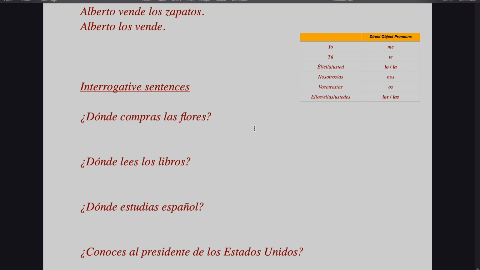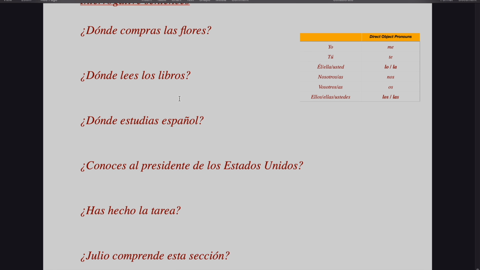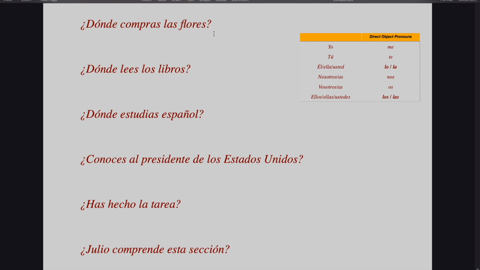So let us see some questions or interrogative sentences. ¿Dónde compras las flores? If I have to write this sentence in Spanish by replacing the object with the object pronoun, how do I write it? ¿Dónde las compras? Where do you buy them? What was the original question? Where do you buy the flowers? Or where do you buy them? When we are replacing the flores with them, I'm just putting it as las here in Spanish. So where do you buy them?